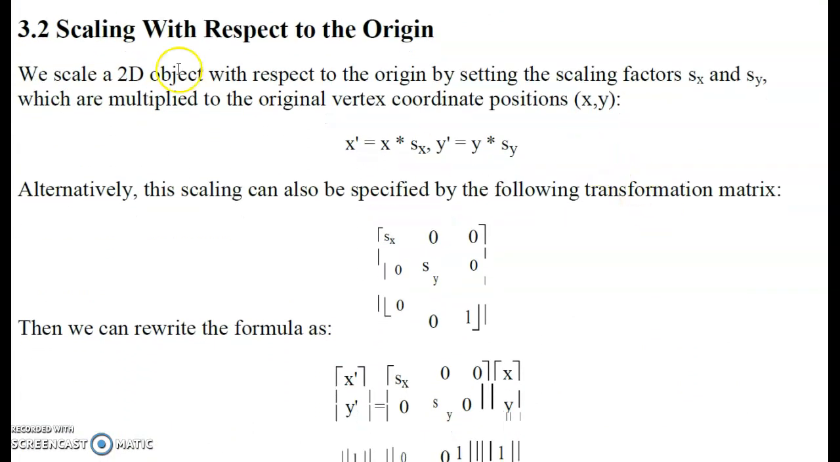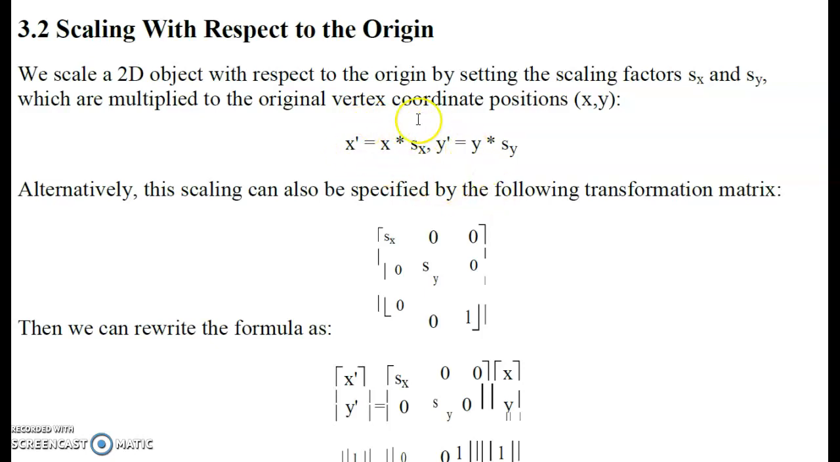scaling. Scaling is to enlarge or decrease the shape or size of the object. Generally we do scaling with respect to the origin. So scaling means the new coordinate equals the old coordinate multiplied by some factor. Sx and Sy are the scaling factors. Sx is the scaling factor of x and Sy is the scaling factor of y. This scaling factor is multiplied with the original coordinate to get the new coordinate.